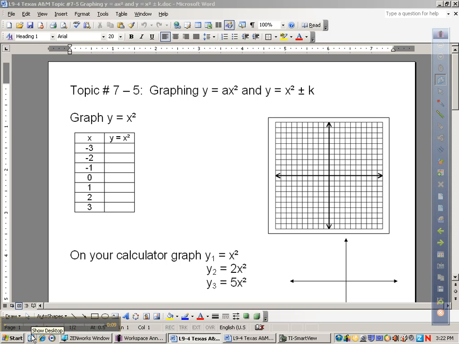I wanted to go over topic 7-5 with you, the notes that you missed today. This is in place of lesson 9-4 out of the algebra book. I like these worksheets a lot better.